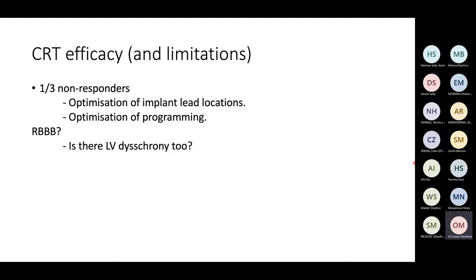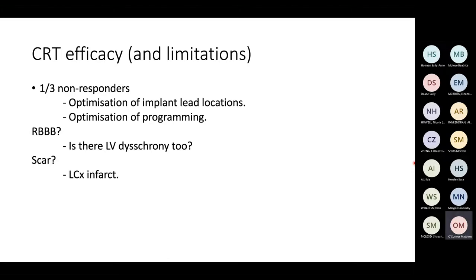Some of the limitations of traditional CRT is if somebody has right bundle branch block, if you put CRT in, you're doing nothing to the right ventricle. So you have to try to find out if there is left ventricular dysynchrony as well. So the strength of the indication for implantation of CRT in someone with right bundle branch block is quite weak. And it can make people feel worse rather than better.